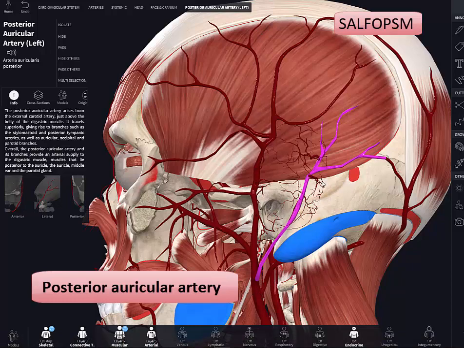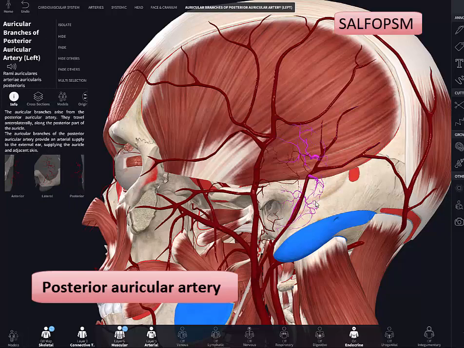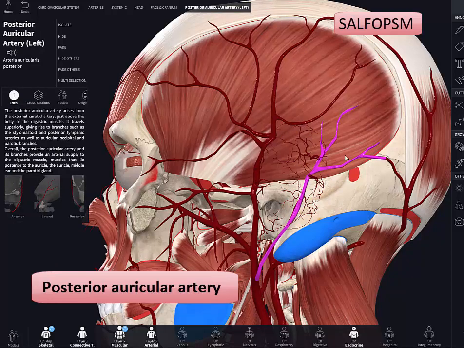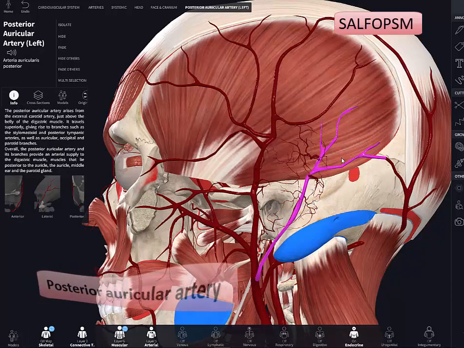So the posterior auricular artery will come from the ECA, just above the belly of the digastric. It'll travel up and give rise to several branches like stylomastoid, posterior tympanic arteries, as well as some branches that are auricular. As you can see here, they supply the external ear, and also some branches to muscles that lie posterior to the ear, the middle ear, and the parotid gland.